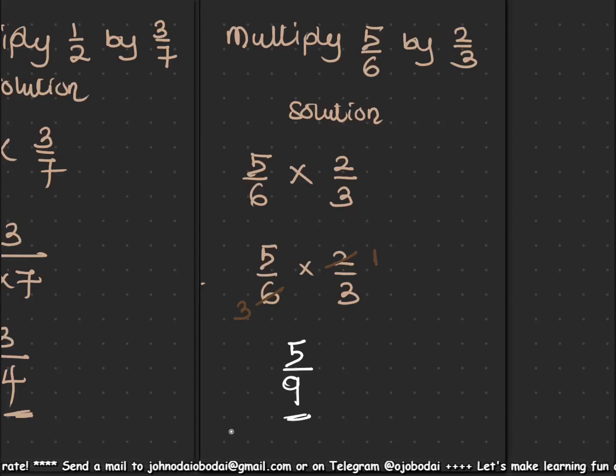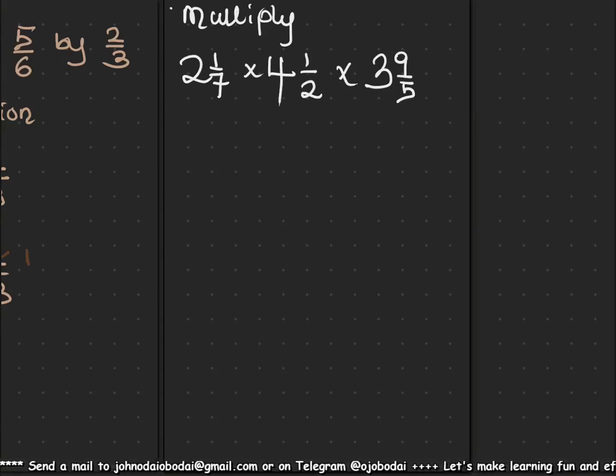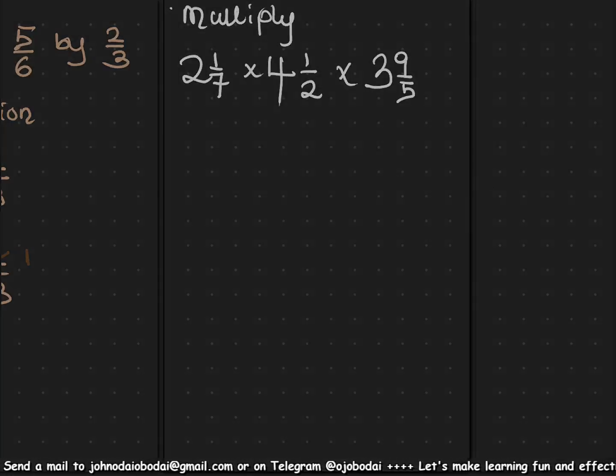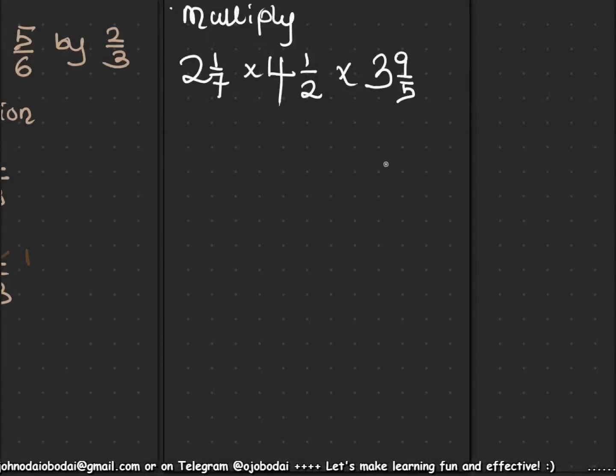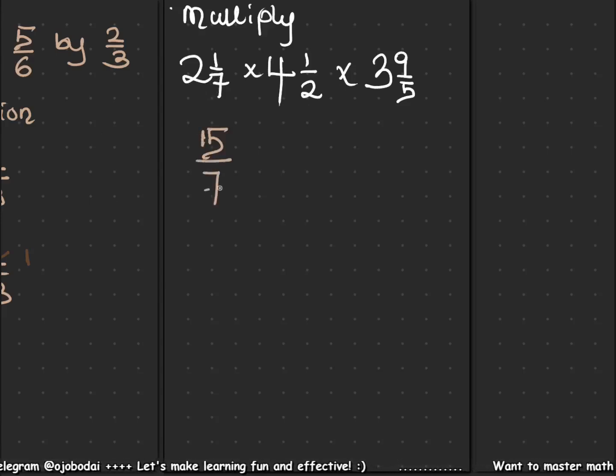Let's pick more of these types of examples and see how best we can navigate. Looking at this last one we have here, it says we have to multiply 2 whole number 1 over 7 by 4 whole number 1 over 2, and then 3 whole number 9 over 5. As you would have guessed, we'll have to change all these into their improper forms. 2 whole number 1 over 7 becomes 2 times 7, 14. 14 plus 1, we have 15 over 7.